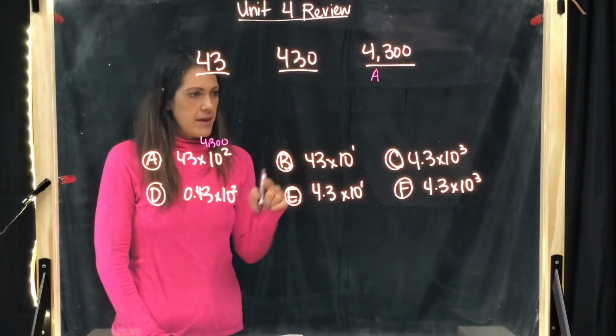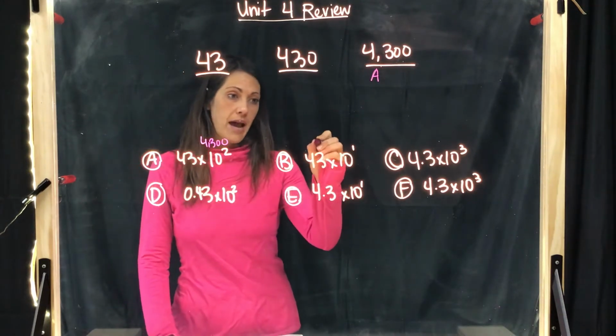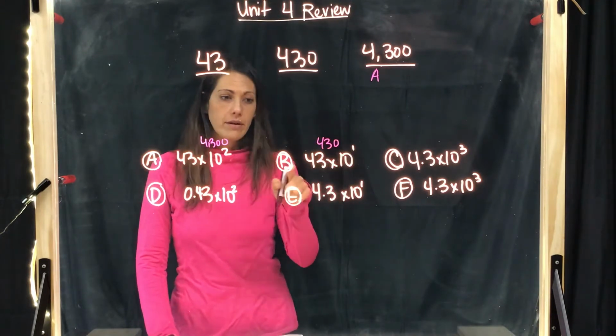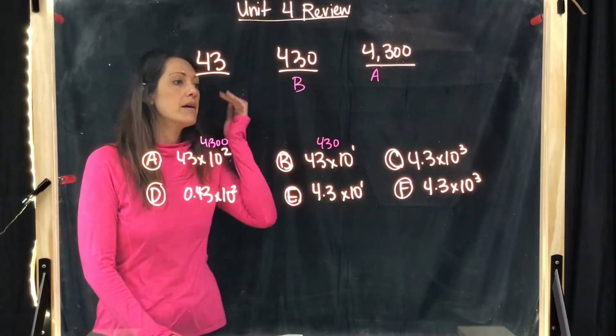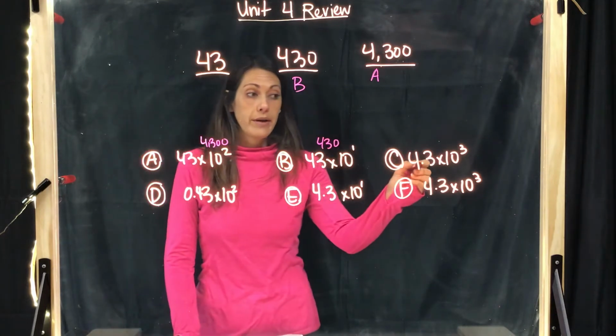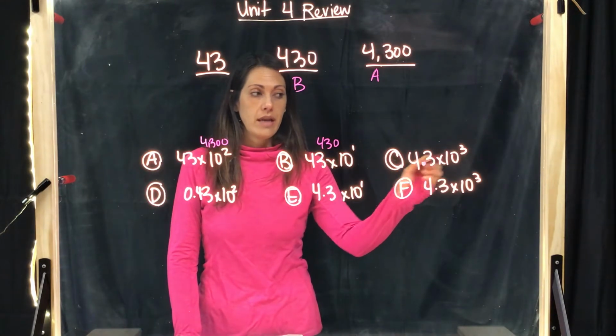I'm going to take a look at B. This has 1 zero, so I'm going to add my 43 and 1 zero. So B will go here. Now, looking at C, I know that I wrote C wrong. I'm going to correct it in a little bit.